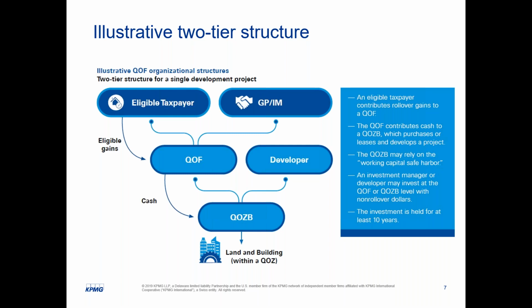Okay, so just moving on to this structure. We just wanted to give you an idea of the structure we're seeing. We're seeing a 2-tier structure, and this is being driven by the fact that for the QOF, cash is not a good asset. The way the IRS dealt with this, they created a working capital safe harbor to allow you at the QOZB level, a lower tier partnership or corp, but generally for real estate, we're going to say it's a partnership.